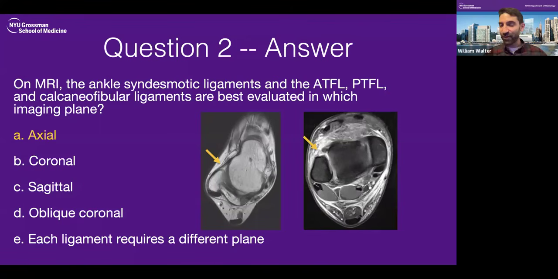No plane is perfect for them, I'll say. We do have some three-dimensional imaging techniques that allow us to create planes in real time. That's probably coming down the pike for a lot of imaging centers. But for now, axial plane is best.